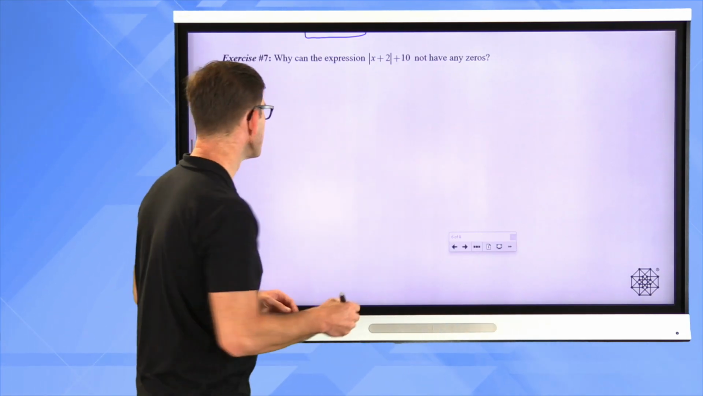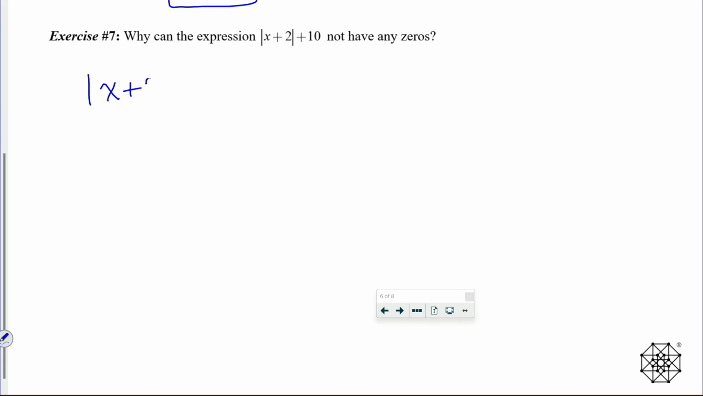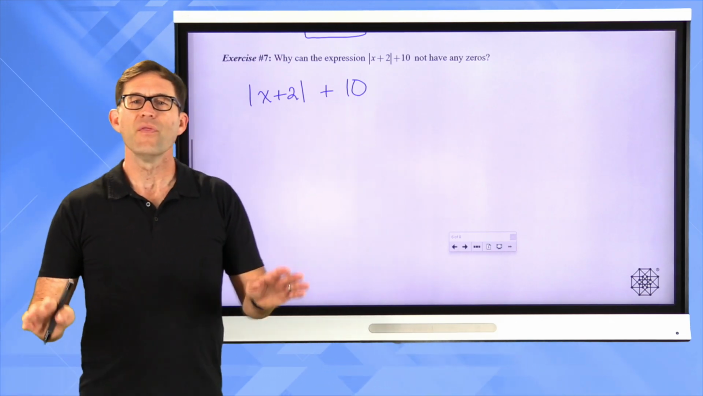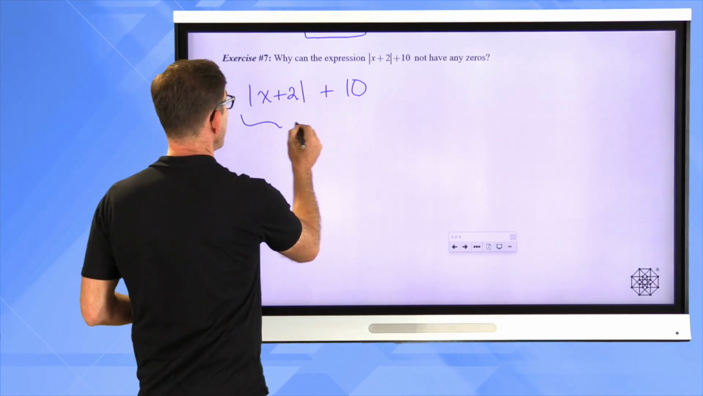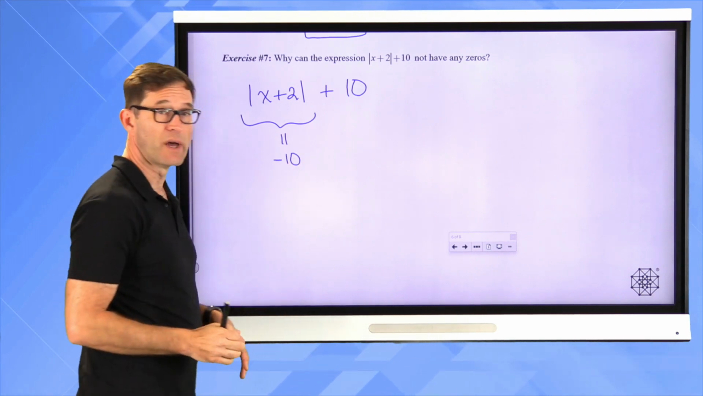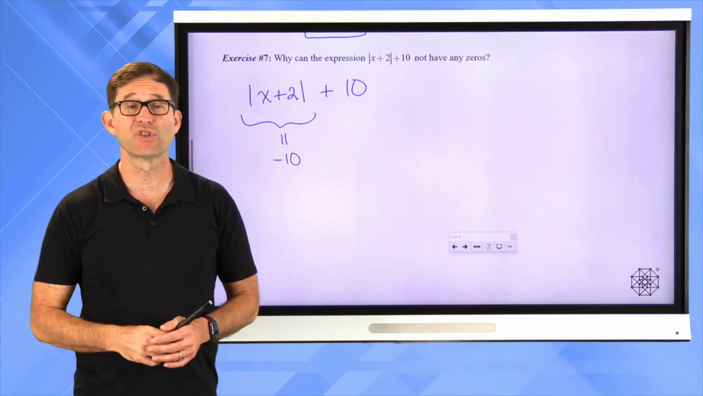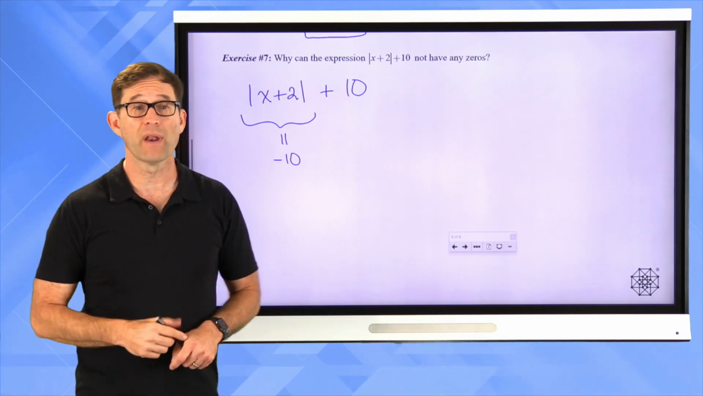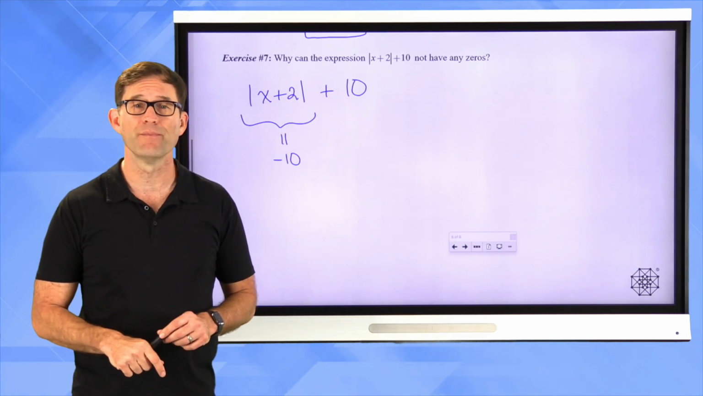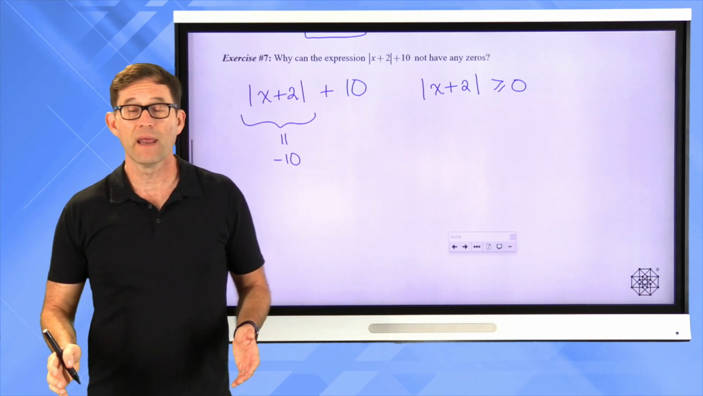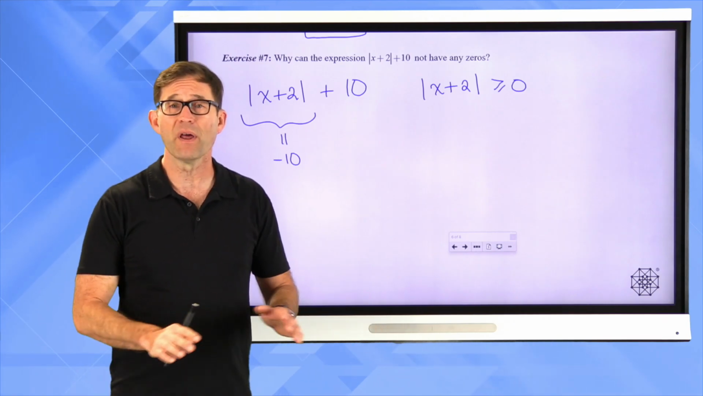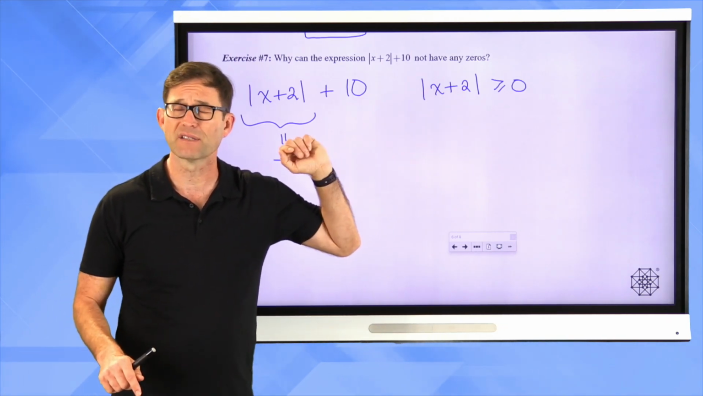All right, well, let me write this expression a lot bigger. Okay, let's think about this for a second. The only way that this expression could have a 0 is if this was equal to negative 10. If the absolute value of x plus 2 could be equal to negative 10, then we would have a 0, because negative 10 plus 10 would be equal to 0. But the absolute value of x plus 2 must be greater than or equal to 0. It has to be. It could be equal to 0 if x was equal to negative 2, but for any other value of x, we're going to get a positive value there.